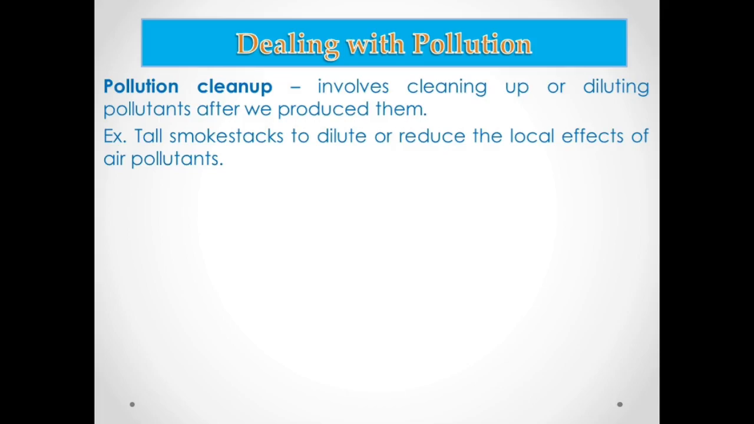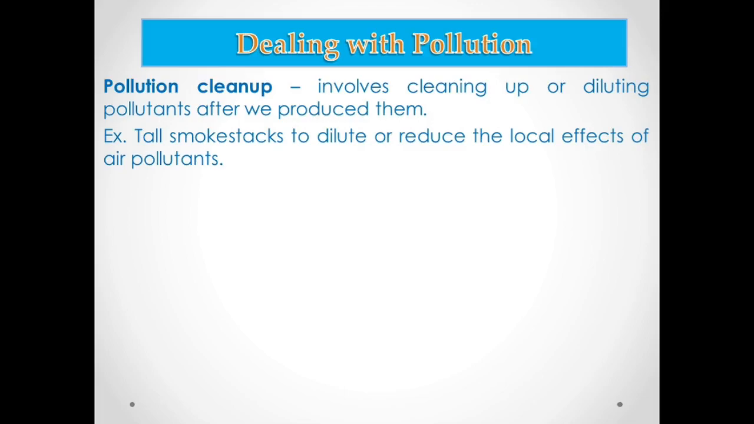What do you mean by downwind areas? Wherever the wind blows, in that direction, that area will be affected by the air pollutants coming from the tall smokestacks, because they are being blown by the wind in that direction. So that area will be affected by that air pollutant.